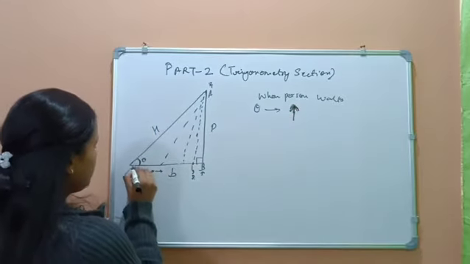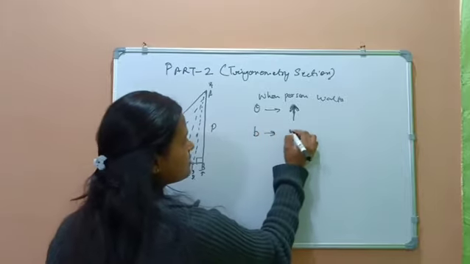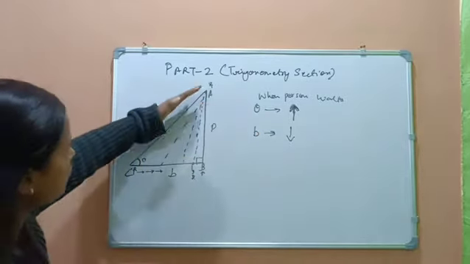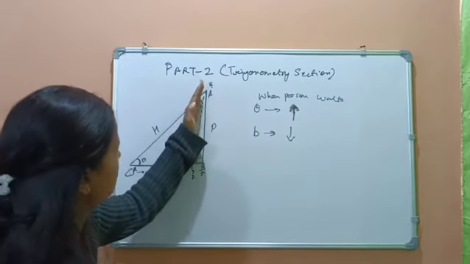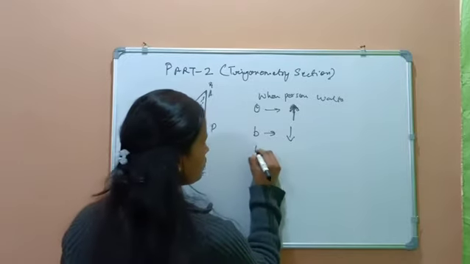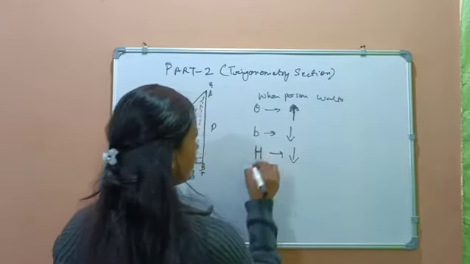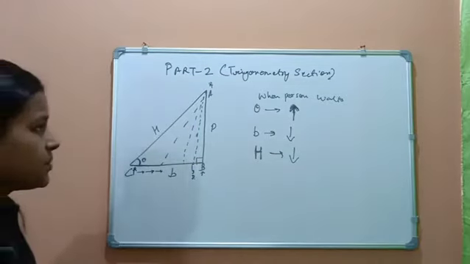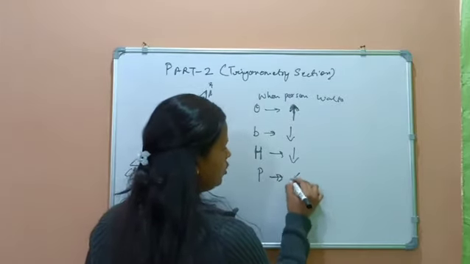What about the base? Base is decreasing. What about the hypotenuse? This hypotenuse is also decreasing. At one time it's like this, then this, then this, then this. So this hypotenuse is also decreasing. Okay, theta is increasing, hypotenuse is decreasing, base is decreasing. What is constant? Perpendicular, no change.